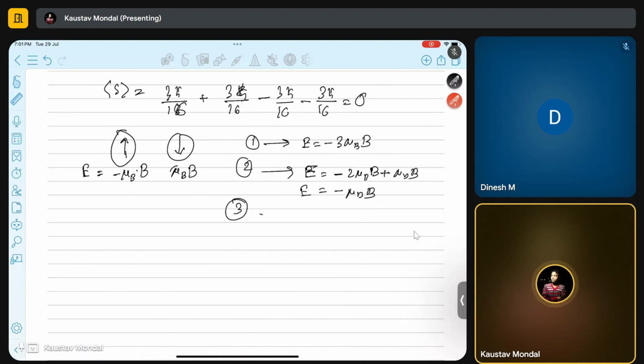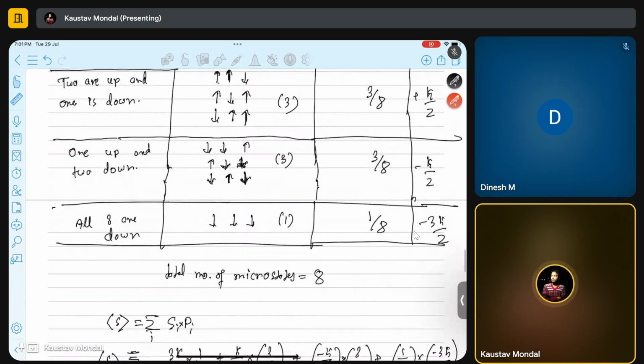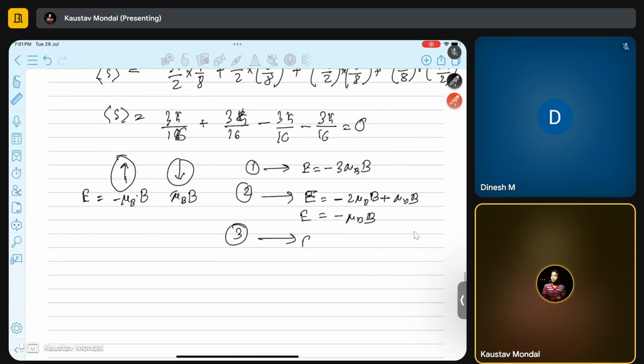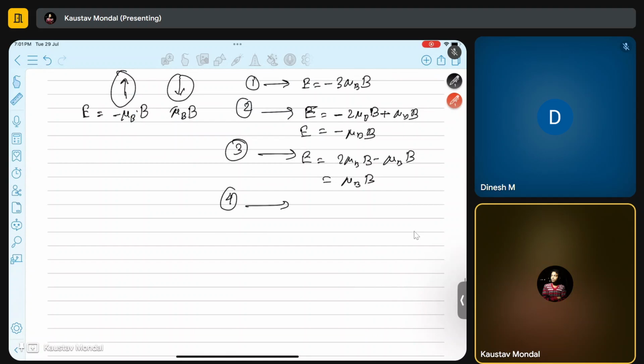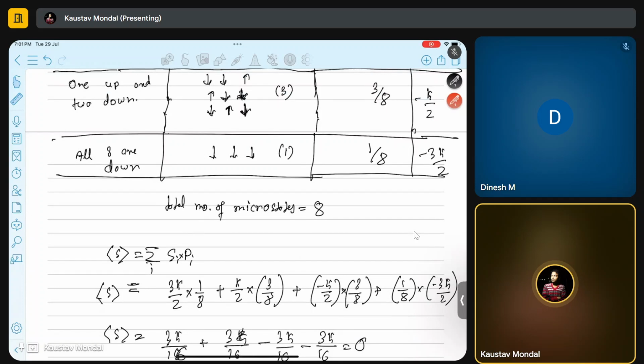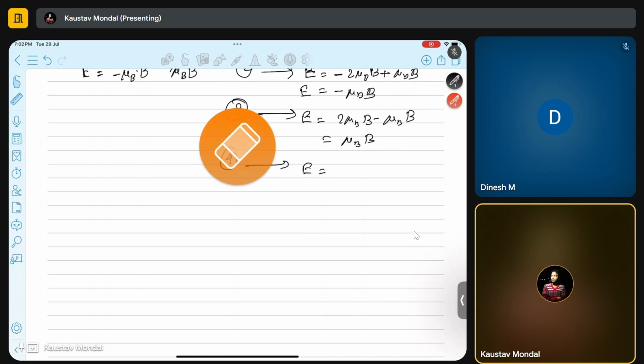In the third configuration, two are down and one is up, so in that case the total energy would be 2 mu b b minus 1 mu b b, so it would give you plus mu b b. And in the fourth configuration, all three particles are pointing downward, spin down particles. So in that case, the total energy would be plus 3 mu b b.